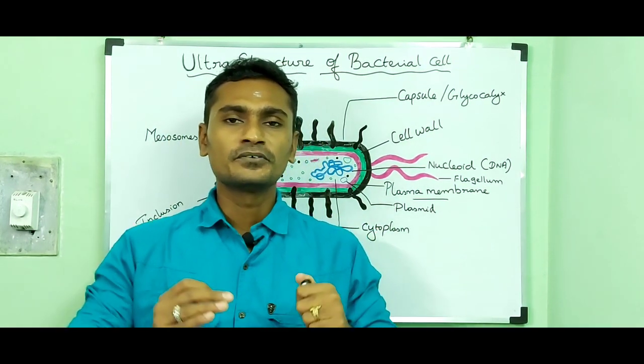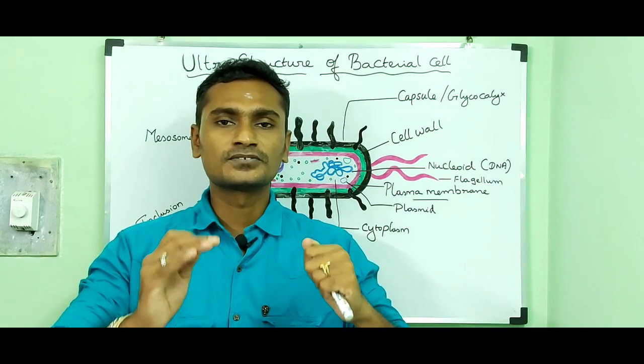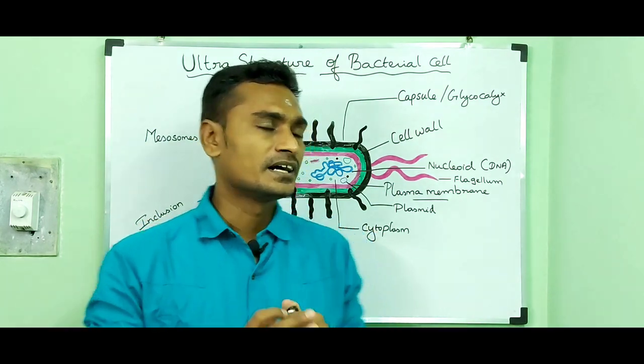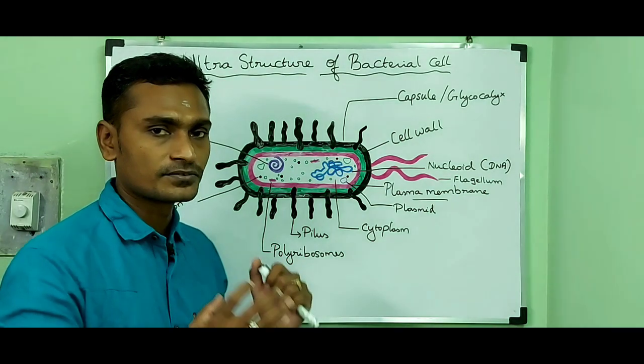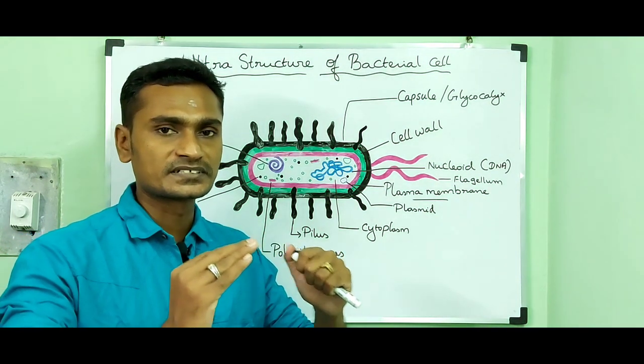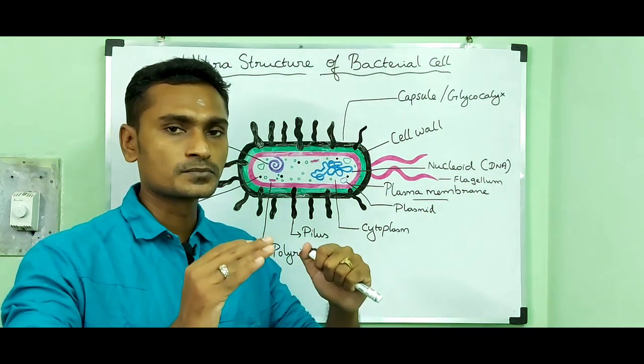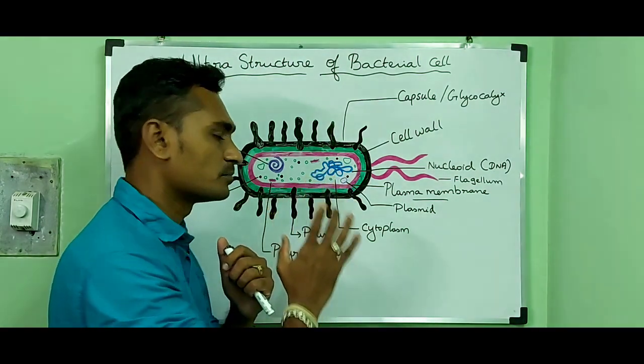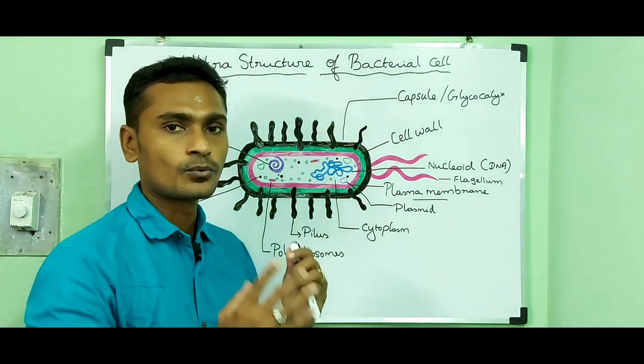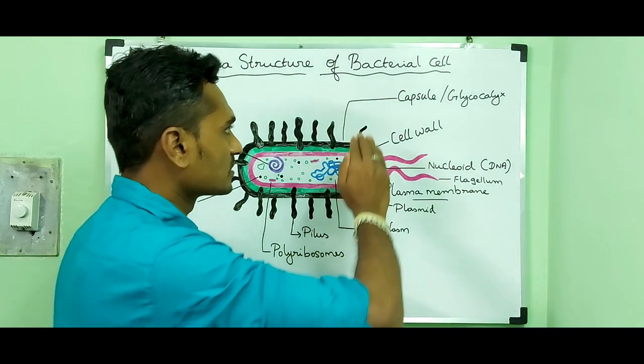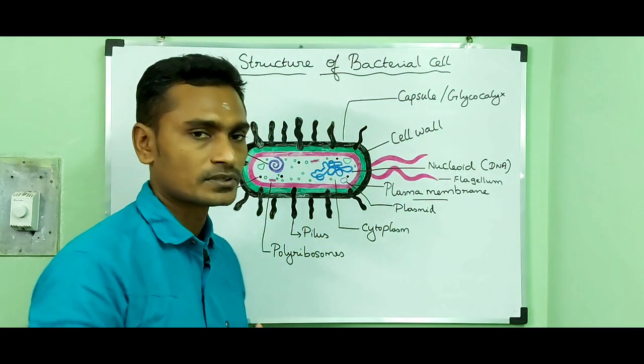In this video, we are going to discuss the structure of a bacterial cell. Here, I have drawn a typical structure of a bacterial cell which shows different parts. So in this video, I am going to tell about the structure of bacterial cell and its parts one by one. First, I am going to tell about the capsule or glycocalyx.